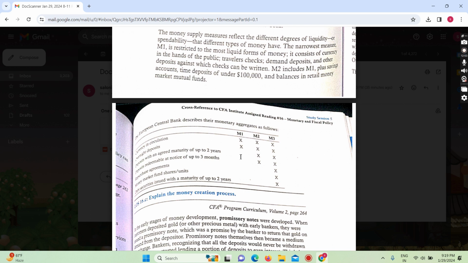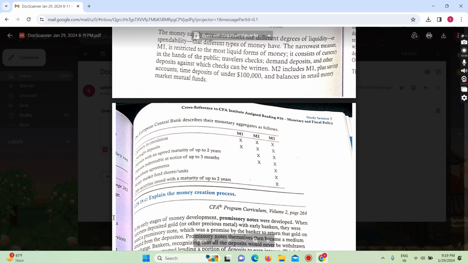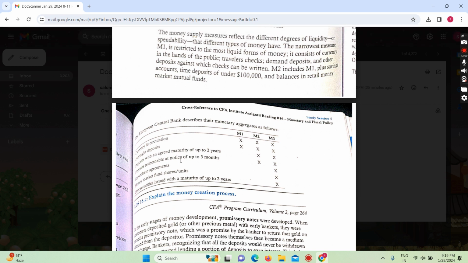So from here we can get more clarity about what is M1, what is M2, what is M3, what is narrow money, what is broad money, which is most liquid, which is least liquid, and all such things. M1 is the most liquid.